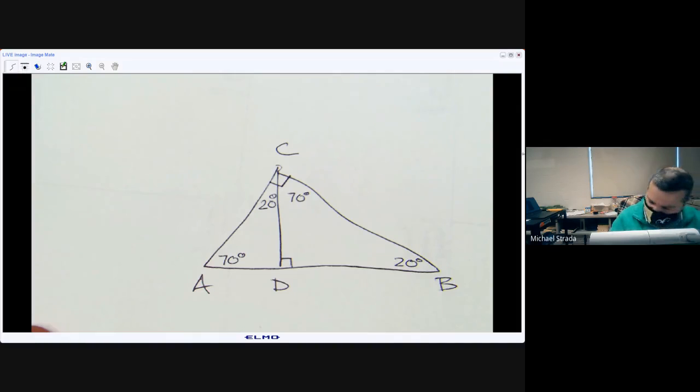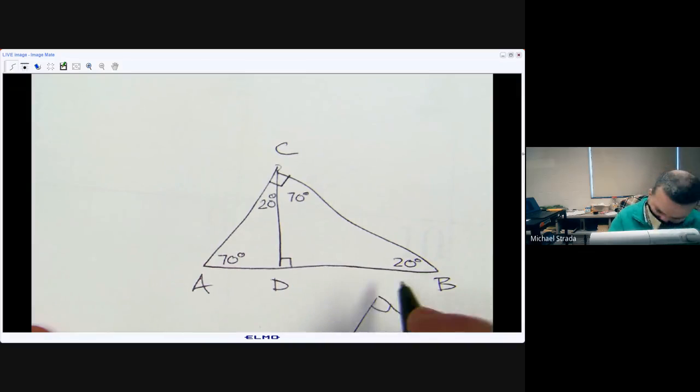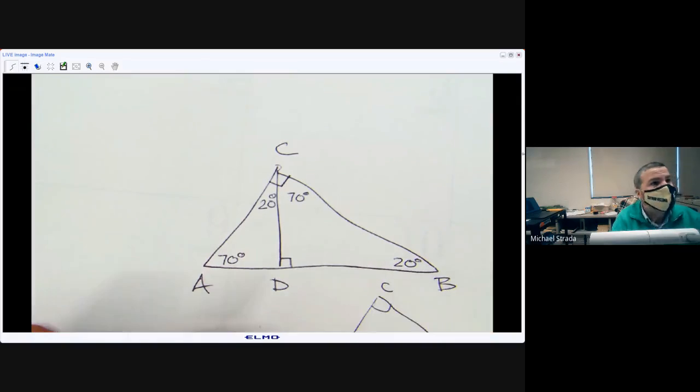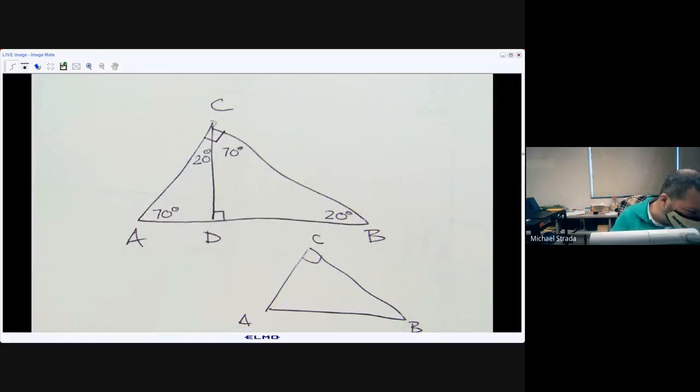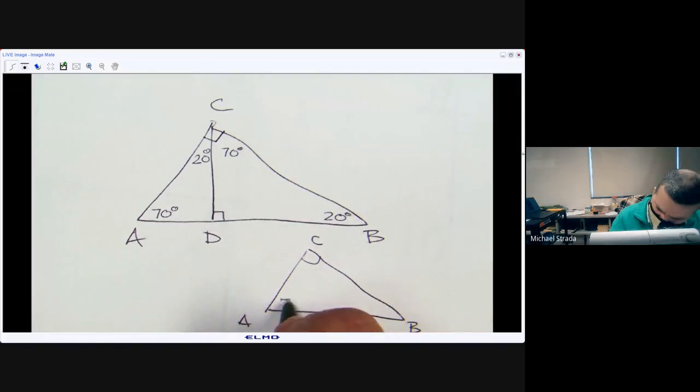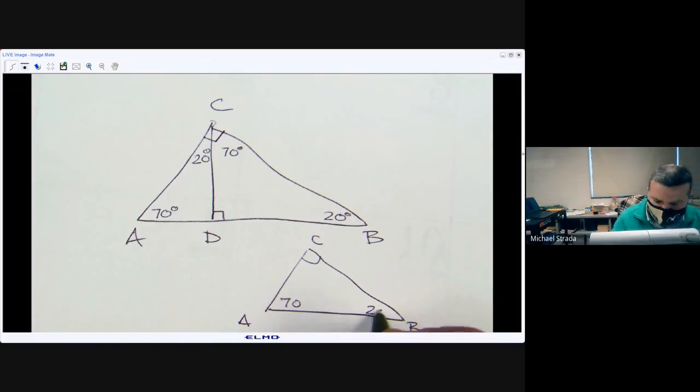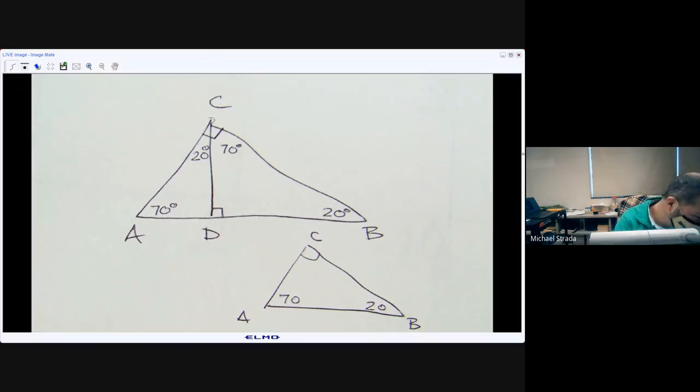All right, so now this is what we have. We have triangle ABC, the bigger triangle, the big triangle, we'll call it. Okay. So we have ABC. We transfer angle measures over: 70, 20, and 90. Now we look at the smaller one to the left underneath it, and that's triangle ACD.